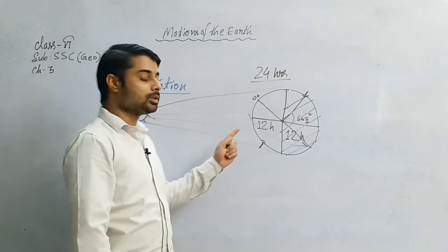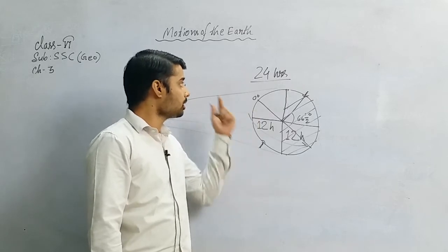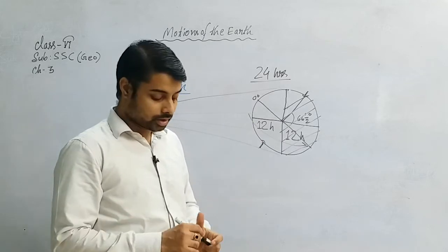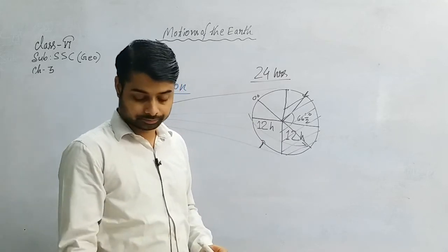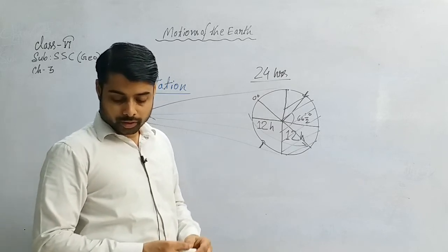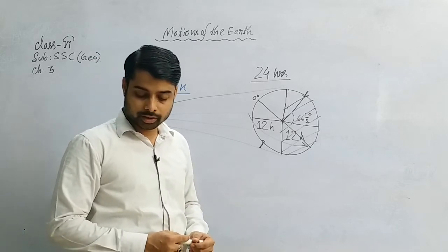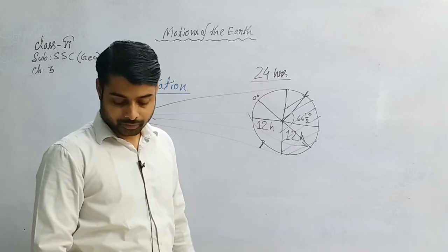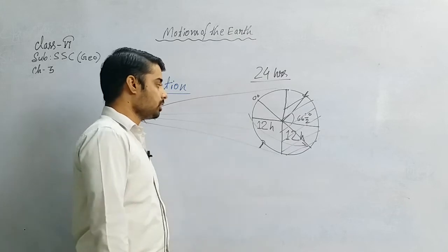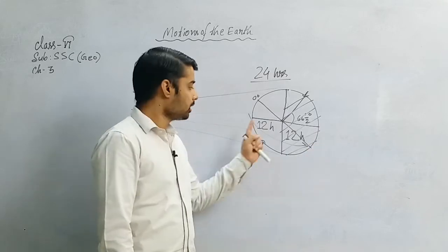So Earth takes 24 hours to complete its spin, and that's why it is called one earth day. 24 hours to complete the rotation around the axis. The period of the rotation is known as one earth day, and this is the daily motion of the earth. This process is continuous, and earth rotates from west to east.